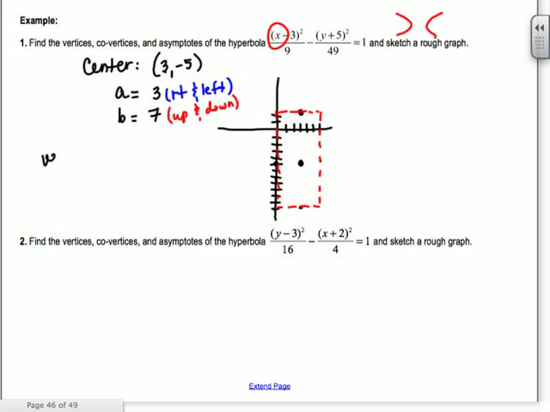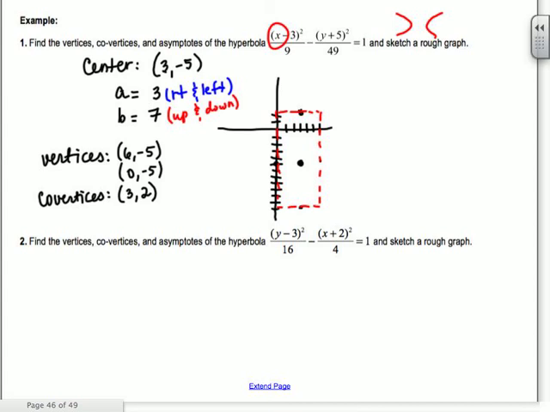If you want to keep track as you go, it might help because as you're counting over, you're like, oh, I was at 3, now I'm at 6. So that is the point 6, -5. And I was at 3 before, and I counted over 3, so I'm at 0, -5. Those are my vertices. My co-vertices: my center was 3, -5, and I went up 7. So what am I at now? 3, 2, right? You added 7 to your y value.